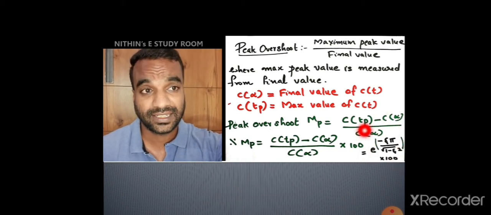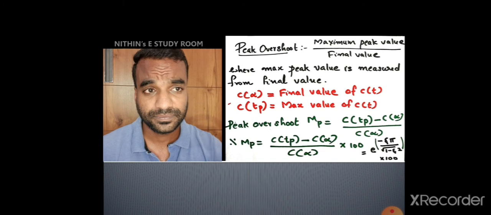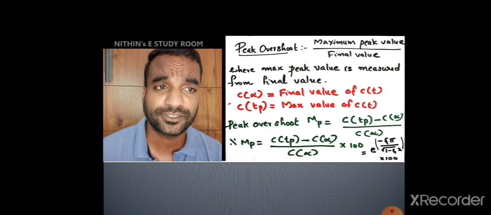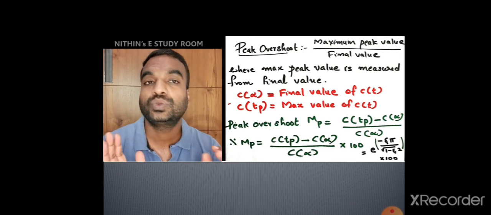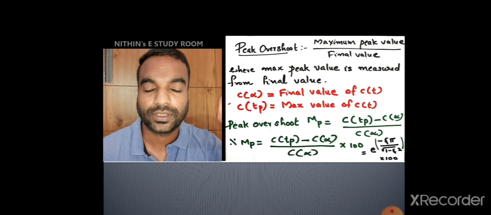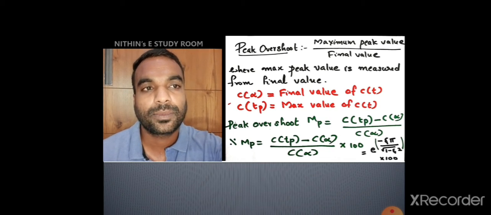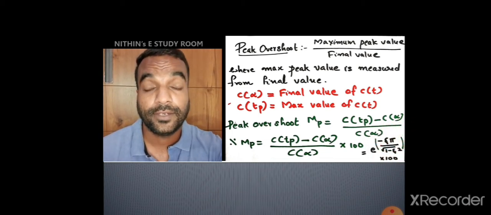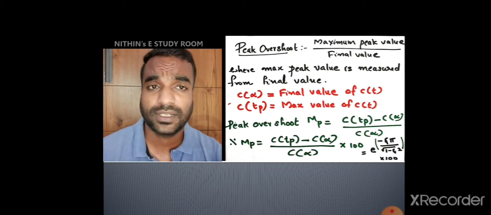Its equation you have to learn by heart. The derivations are in the textbook; you can refer to them. Peak overshoot is e raised to minus eta pi by root 1 minus eta square. If it is in percentage, you have to multiply by 100.